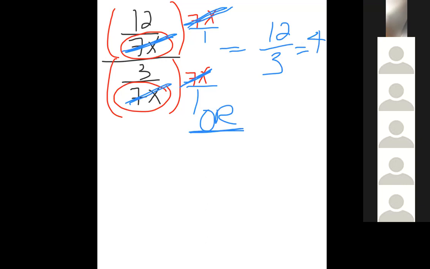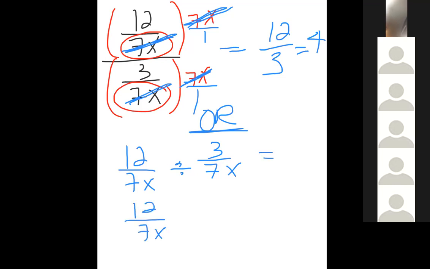Now, here's another way you could have done this one. Because it's such a simple problem, you could have actually done this. This problem is 12 over 7x divided by 3 over 7x. So in other words, it's a division problem, which means you can keep the first fraction and multiply it by the reciprocal of the second fraction. So in other words, flip the second fraction.